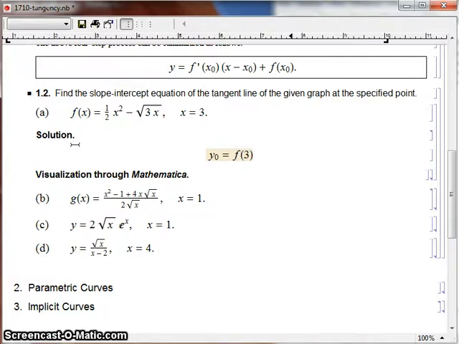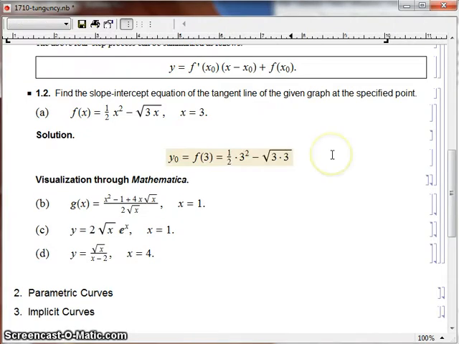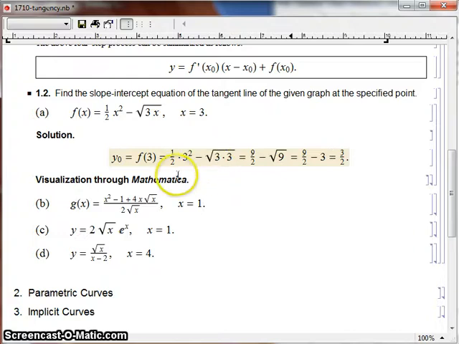Let's plug in x equals to 3. So this is f of 3, and plugging x equals to 3 to this equation, we'll have something like this. This is not difficult to calculate. 3 squared is 9, so I have 9 halves, and then square root of 9 is actually 3, so we have 9 halves minus 3. This will be 3 halves. Okay, step 1 is done.